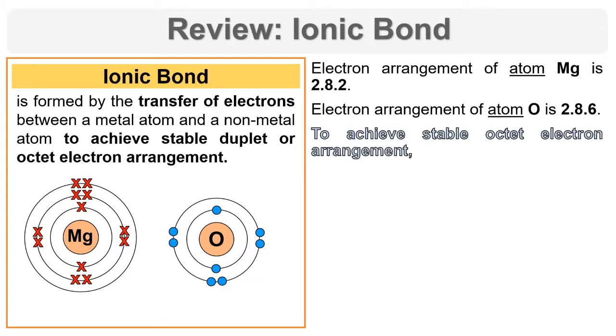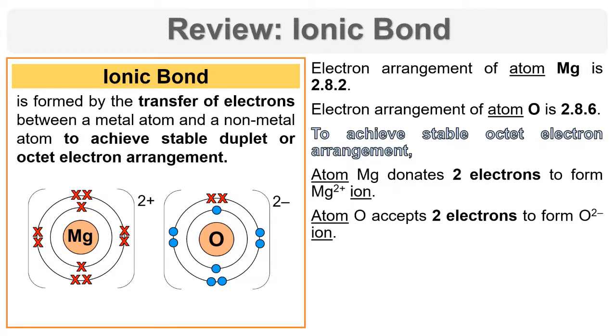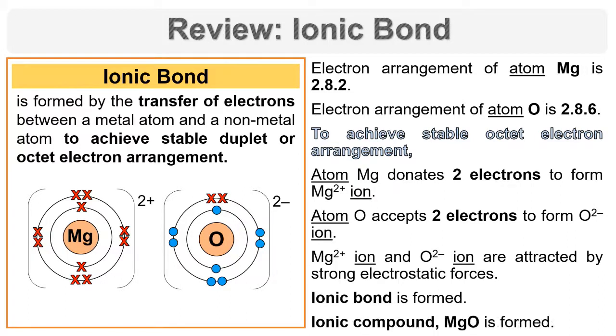To achieve stable octet electron arrangement, magnesium atom donates 2 electrons to form magnesium ion, Mg2+. Oxygen atom accepts 2 electrons to form oxide ion, O2-. Magnesium ion and oxide ion are attracted by strong electrostatic forces. Ionic bond is formed. Ionic compound, which is magnesium oxide, MgO, is formed.